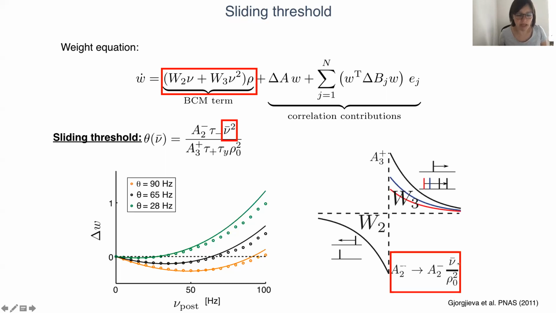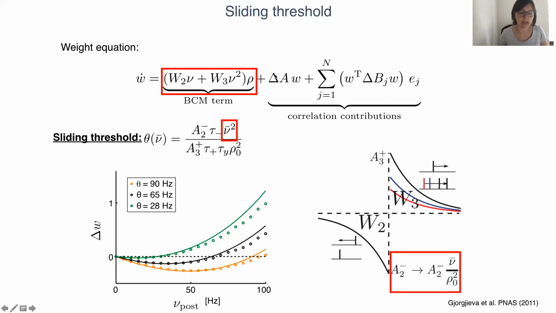But by assuming this kind of sliding amplitude of the depression, you can achieve exactly the same sliding shape of the changing the weight as a function of the postsynaptic activity as in the BCM rule. So by having the triplet rule, you can add this sliding term in the BCM rule, and you can derive exactly what the threshold will be and how it will slide. But then we also have these correlation contributions.